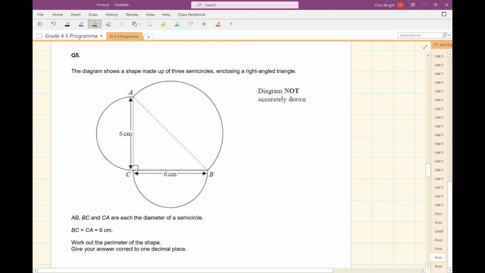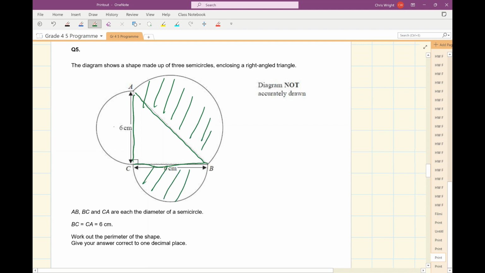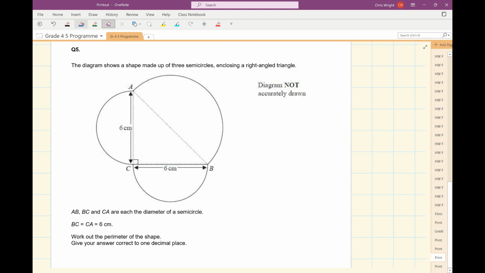Yeah, again, I can see those. Now, AB, that's that line. BC and CA are each the diameter of a semicircle. Oh, I see. So there's a semicircle and AB is the diameter. There's another one and there's another one. Okay? And each of those green lines, which are a side of the triangle, are a diameter of one of those semicircles. Okay. Then it says that BC, that one, equals CA equals 6.